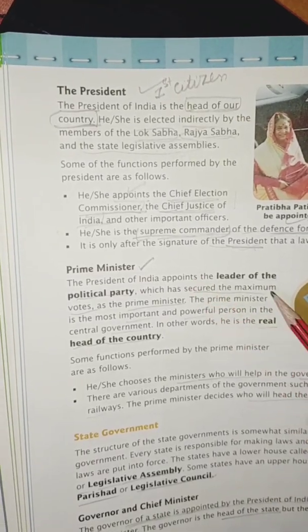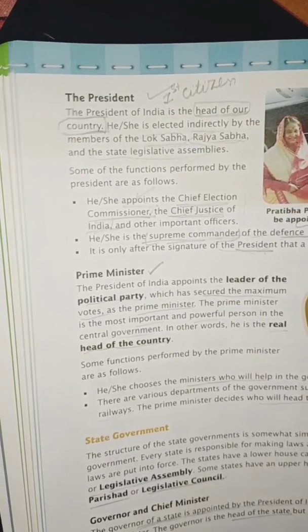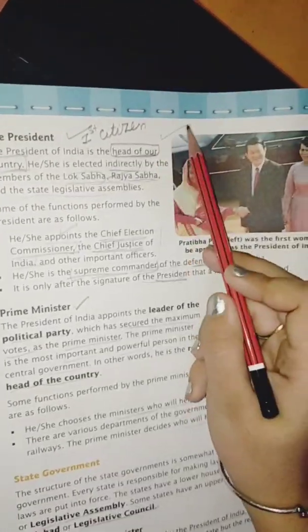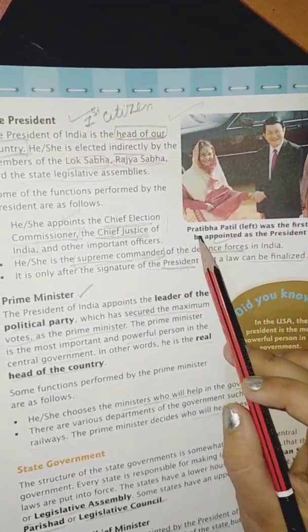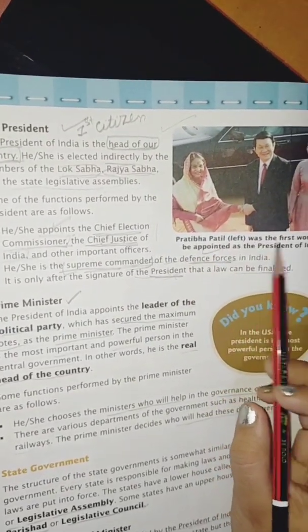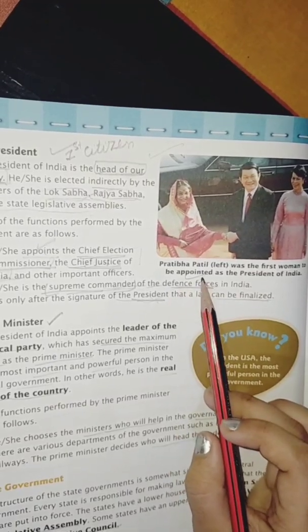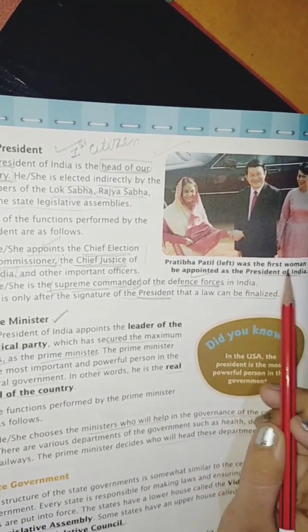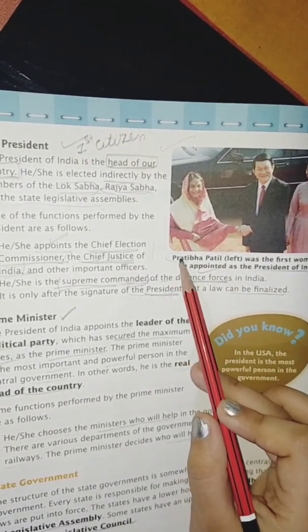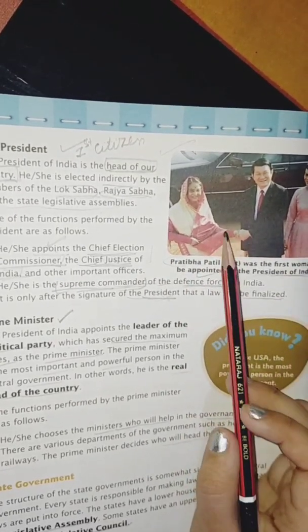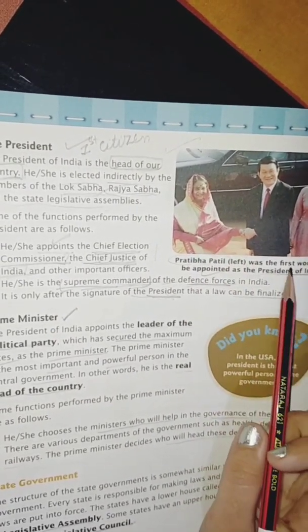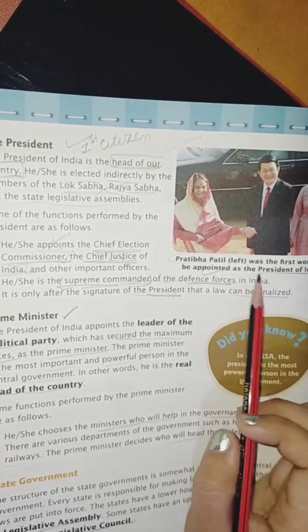Moving further, if we talk about the prime minister, here one biggest example is given that Pratibha Patil was the first woman to be appointed as a president of India. Who is the first woman? It is an ideal for all the women that Pratibha Patil is the first woman who is appointed as president of India.